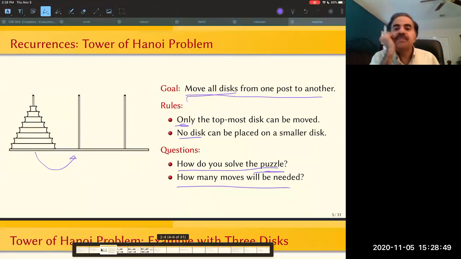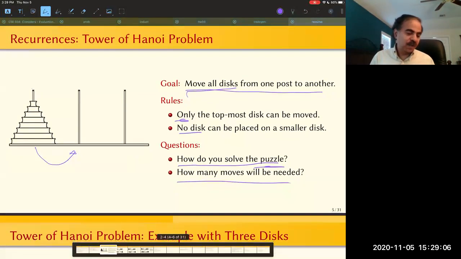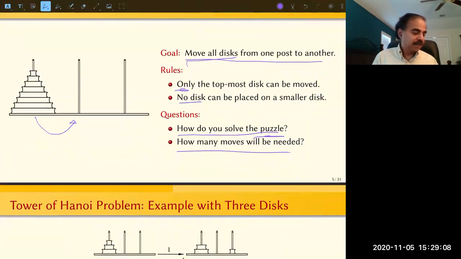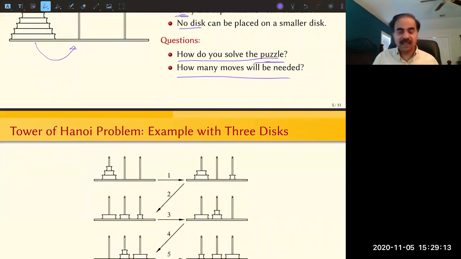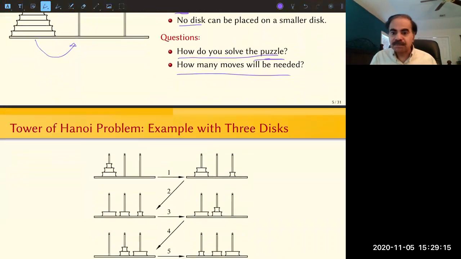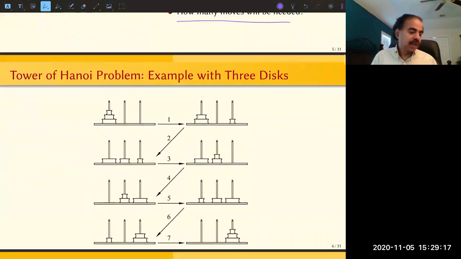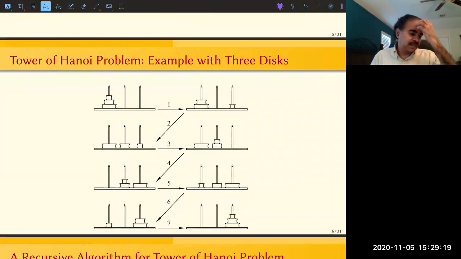Any questions? So how many of you have seen this puzzle before? Okay, so you have seen this. A few of you have seen it. And more of you may have heard of it without knowing exactly what it is. Good.